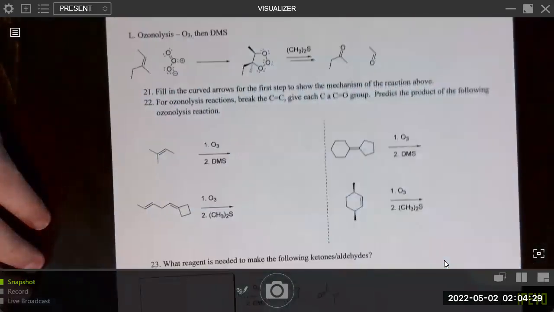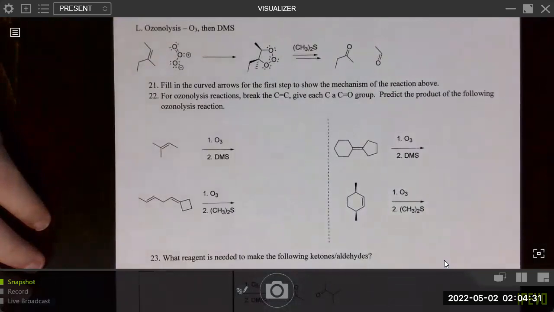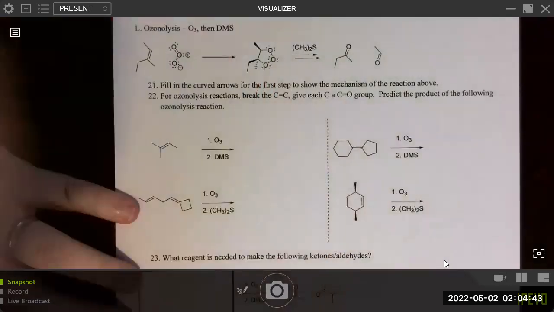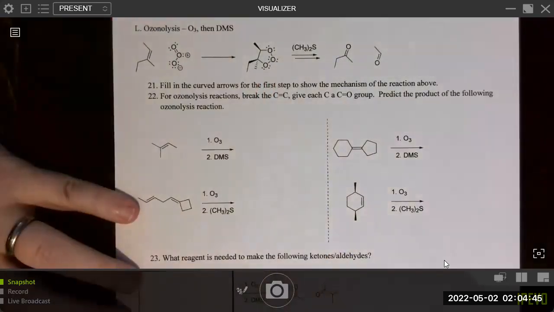All right, moving on then, the last page here. Ozonolysis is the last reaction. In this case, they just want us to draw the curved arrows for the very first step to form the first cyclic intermediate, the first ozonide, as they call it.